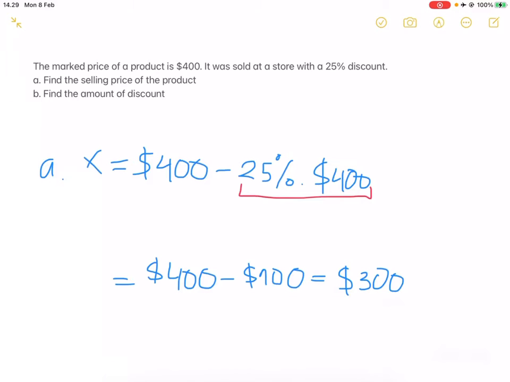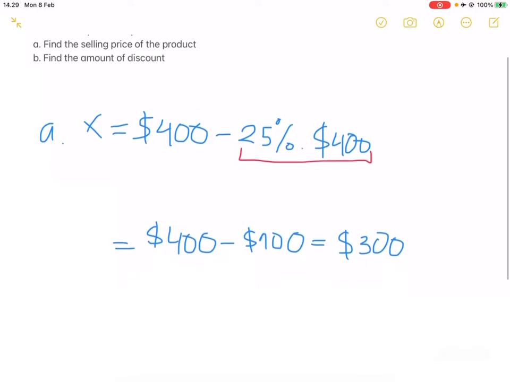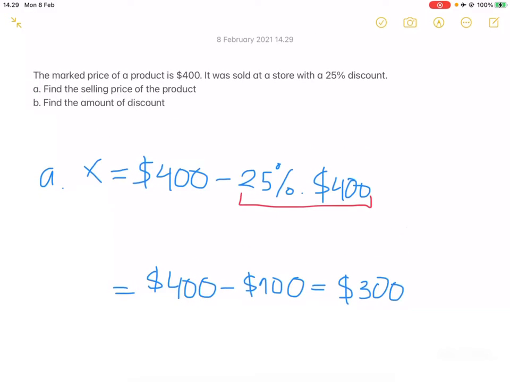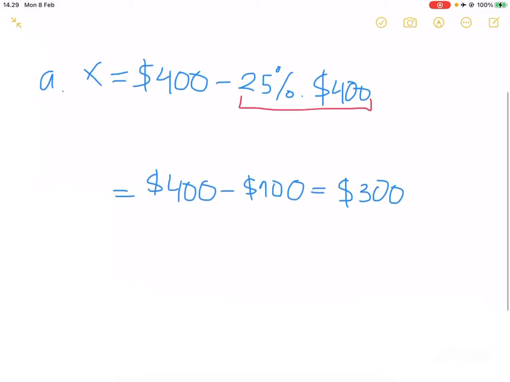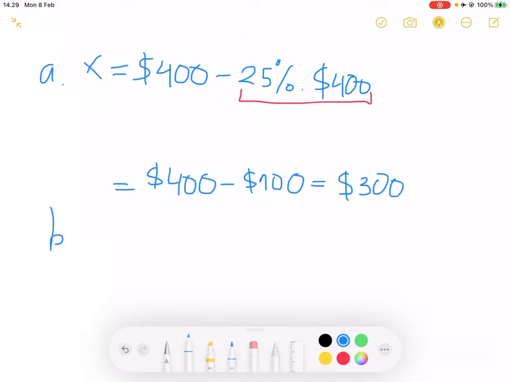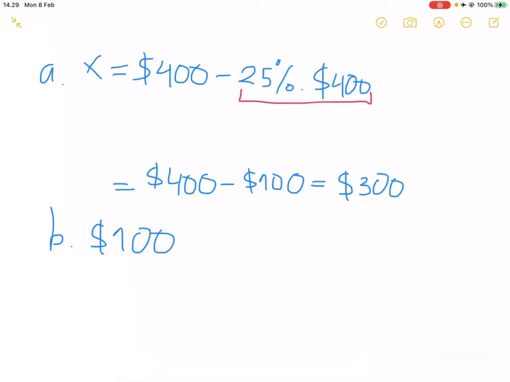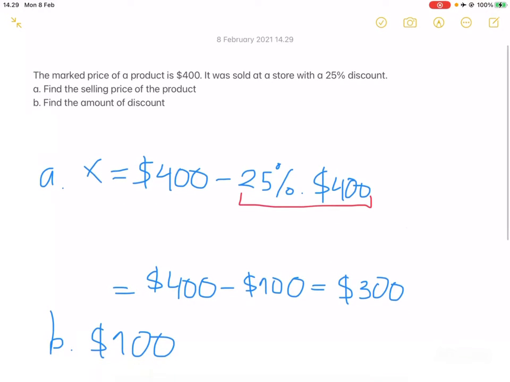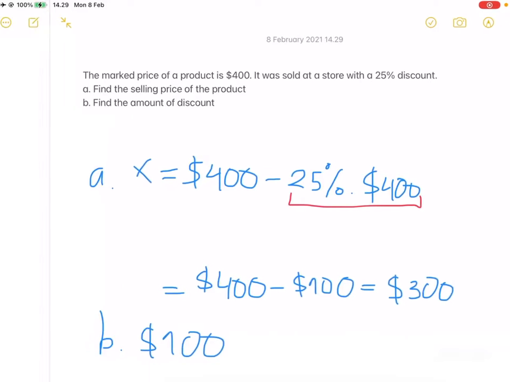And for the amount of discount, you may already see that it is obtained by multiplying 25% by $400, or you can just obtain this by subtracting the selling price from the market price, and then you get the discount will be $100. So I would say this is a pretty easy example, so let's just move into a little bit harder one.